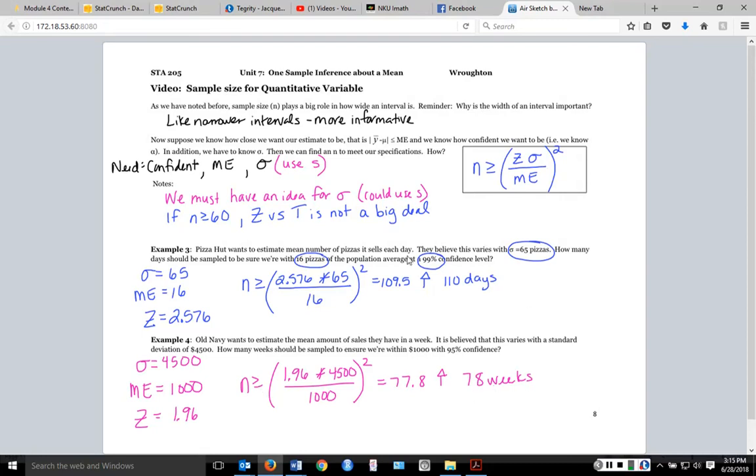Now that's where our part of the problem is going to end. How someone would use that is then to ask themselves, well, can I do that? So 78 weeks is about 1.5 years' worth of data. I would assume that Old Navy is smart and has kept records of their sales. And so they should be able to go back and get maybe the last 1.5 years of data and use that to help them calculate it.